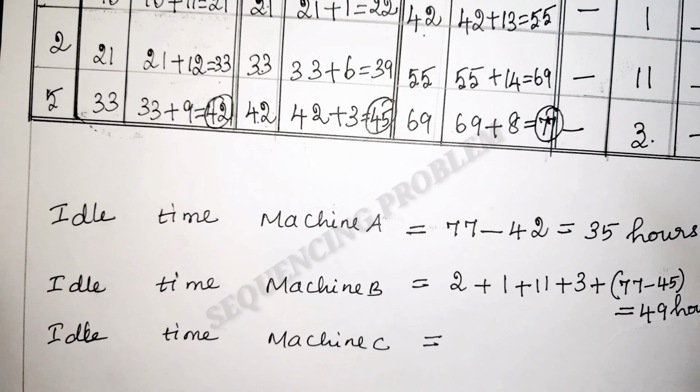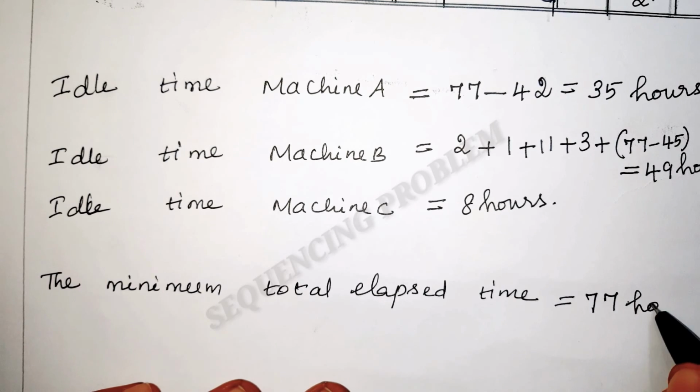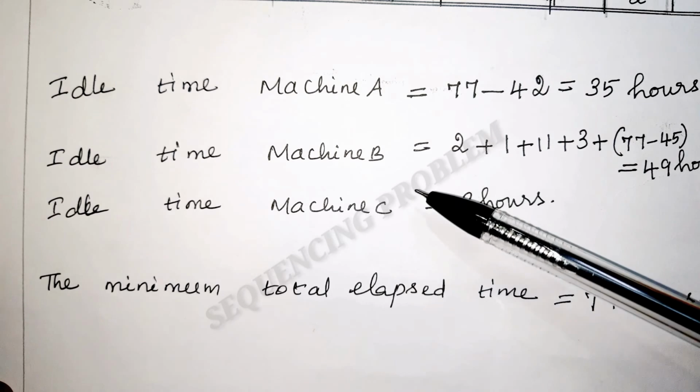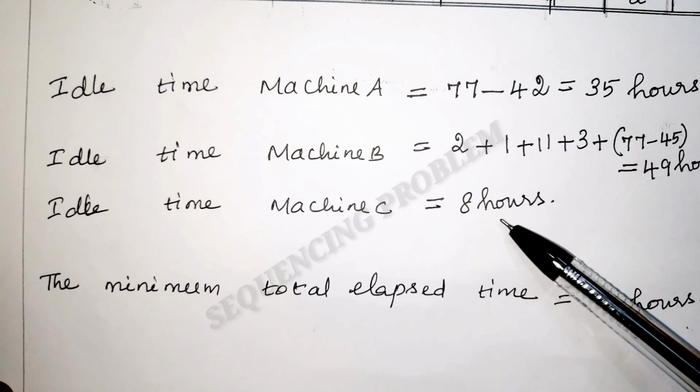Idle time for machine C is 8 hours. Next we have to write the minimum total elapsed time to complete the jobs, that is nothing but 77 hours. Minimum total elapsed time is 77 hours. Idle time for machine A is 35 hours. Idle time for machine B is 49 hours. Idle time for machine C is 8 hours.